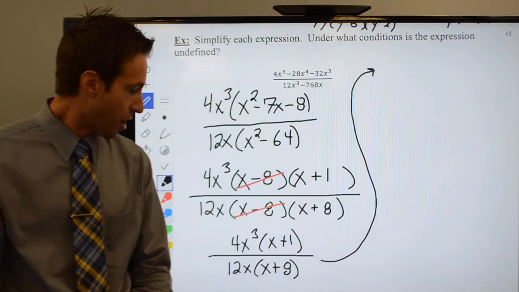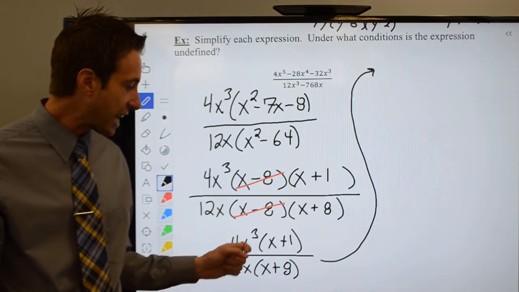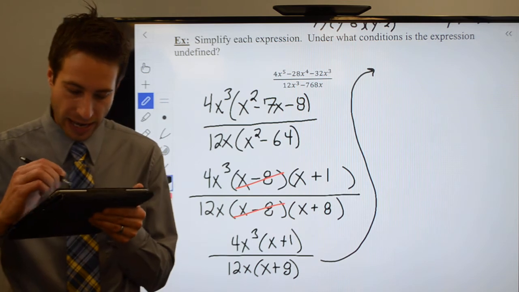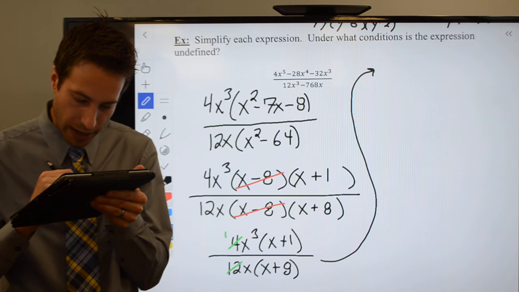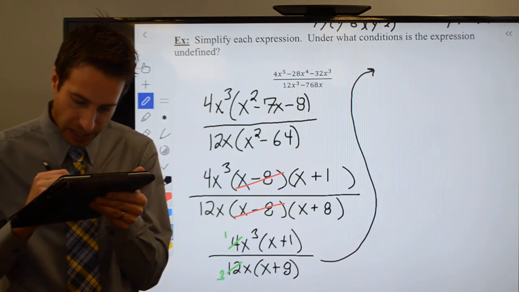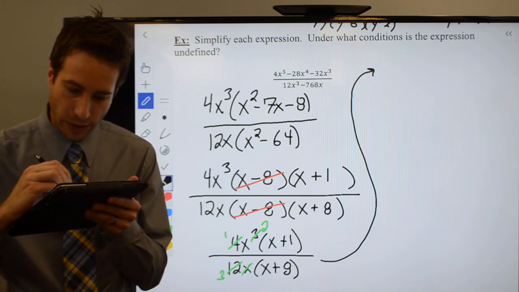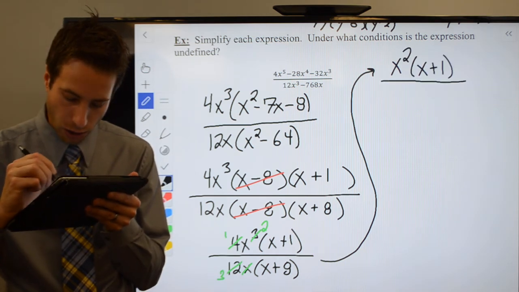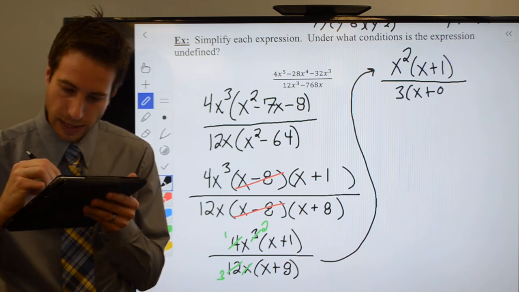All right. The 4 will cancel with the 12, leave you with a 3 in the bottom. The x cubed will cancel with the x in the bottom and leave you with an x squared in the top. So 4 and 12 reduce to a 1 and a 3, and the x and the x cubed reduce to an x squared. And therefore, I am left with x squared times x plus 1 all over 3 times x plus 8.